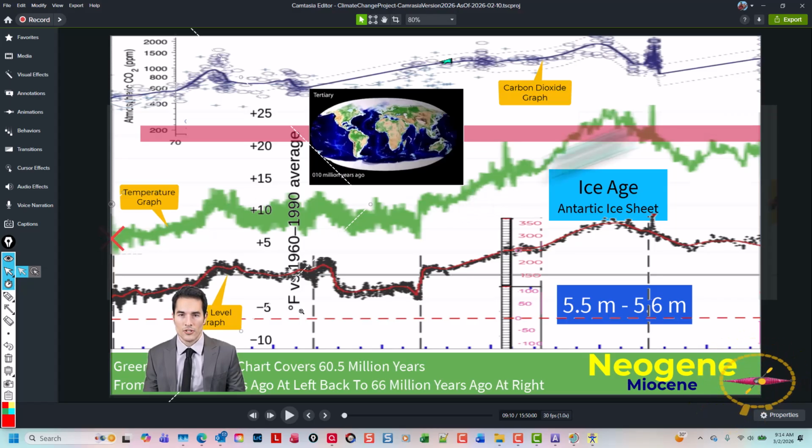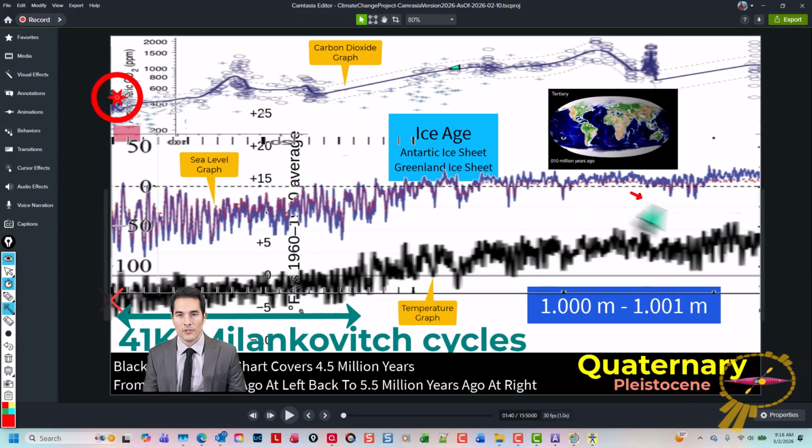Carbon dioxide starts off at about 1,000 parts per million, experiences that same interim climb, and then ends up gradually decreasing to about 450 parts per million at the 5.5 million years ago point. We'll go to the previous panel. This panel covers a period of time from 5.5 million years ago on the far right to 1 million years ago on the far left.